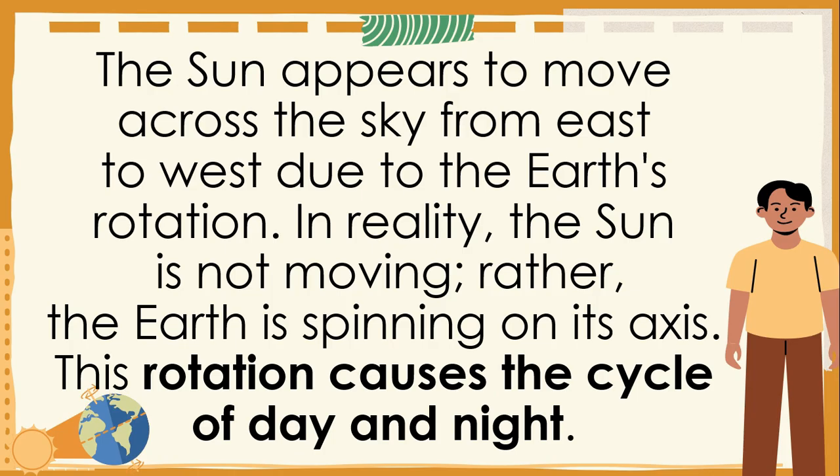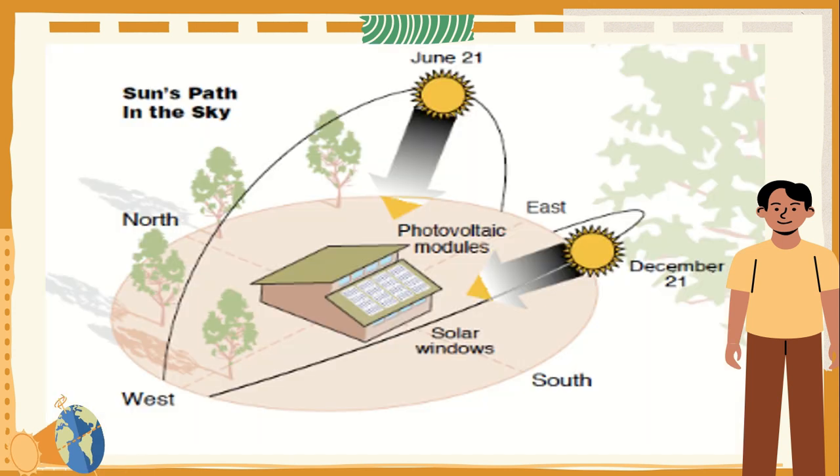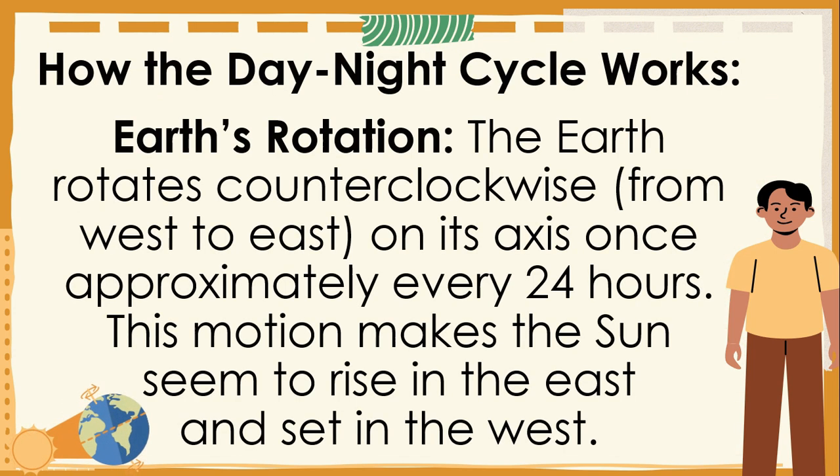The sun appears to move across the sky from east to west due to the Earth's rotation. In reality, the sun is not moving. Rather, the Earth is spinning on its axis. This rotation causes the cycle of day and night. Here is an illustration of how the day-night cycle works.